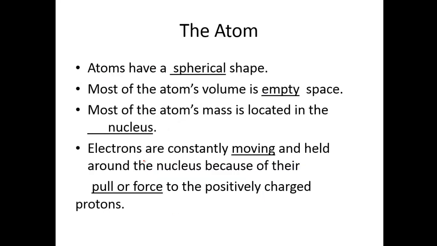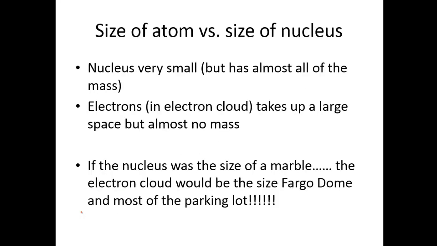So atoms are spherical in shape. Most of the atom's volume is empty space, that electron cloud. Most of the atom's mass is located in the nucleus, and electrons are constantly moving, and they're held around the nucleus because of their attractive pull or force to the positively charged nucleus from the protons. Now, if we were to compare the size of the atom to the size of the nucleus, the nucleus is very small, but it has almost all of the mass. The electrons in the electron cloud outside take up a large space, but almost no mass.